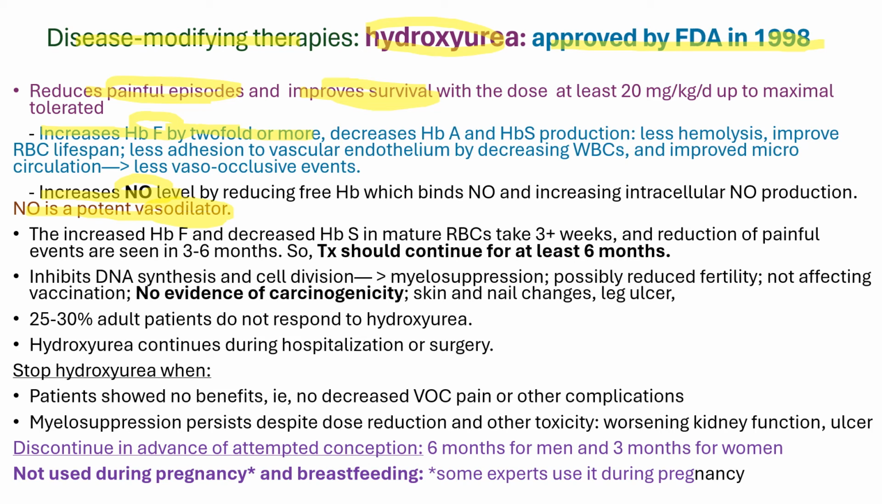Because the increase in hemoglobin F takes about 3 to 4 weeks and the reduction of painful events is seen in 3 to 6 months, hydroxyurea should be continued for at least 6 months. It's a chemo drug inhibiting DNA synthesis and cell division, but there is no evidence of carcinogenicity. So many hematologists use hydroxyurea during pregnancy, but not during breastfeeding.